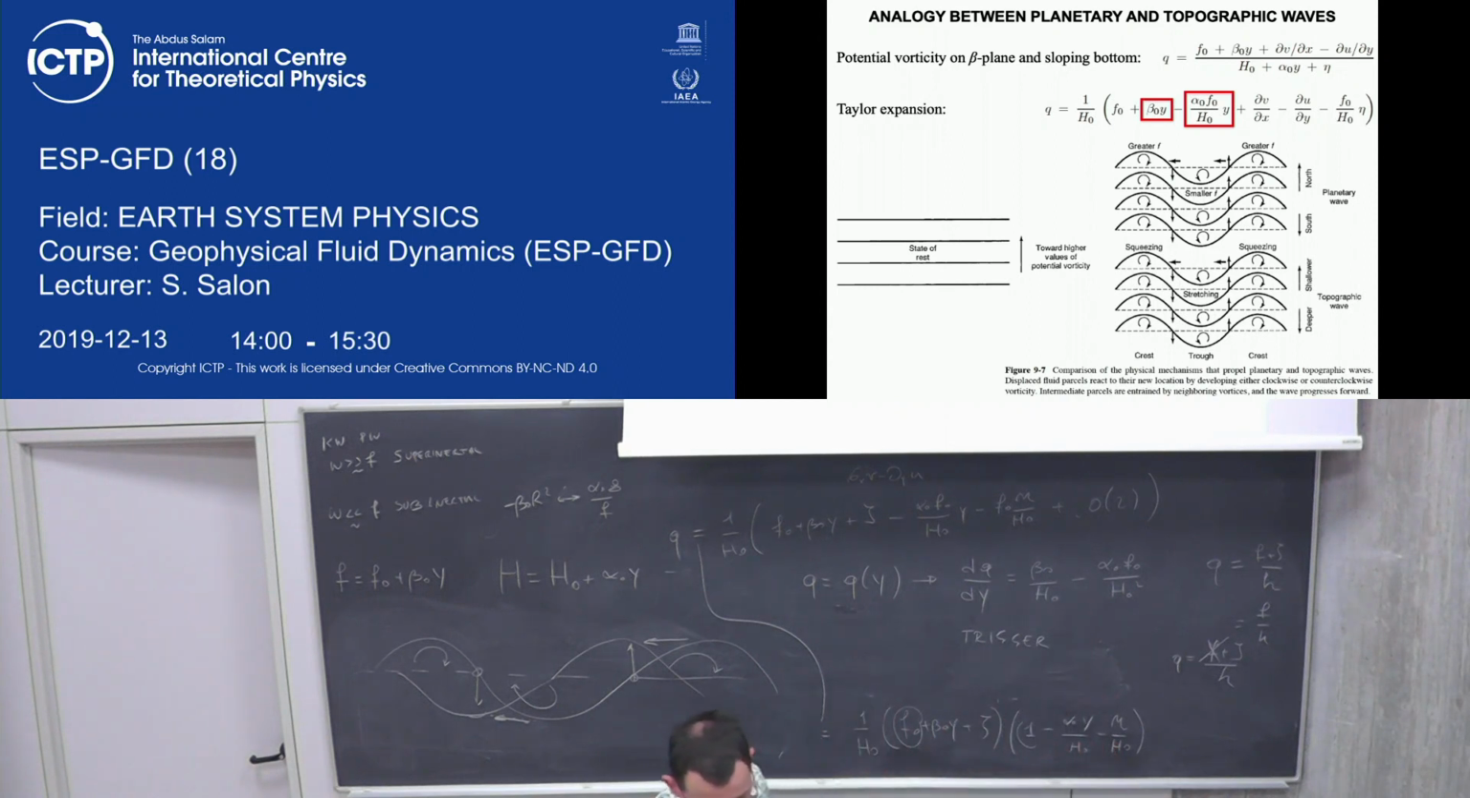So the caption says: comparison of the physical mechanisms that propel planetary and topographic waves. Displaced fluid parcels react to their new location by developing either clockwise or counterclockwise vorticity, and intermediate parcels are entrained by neighboring vortices, and the wave progresses forward in this direction.